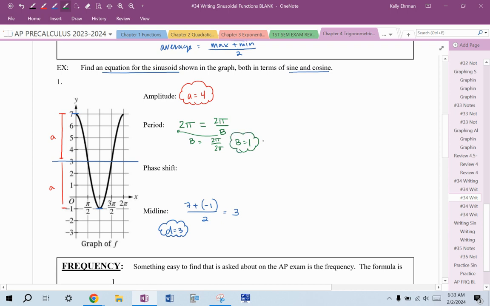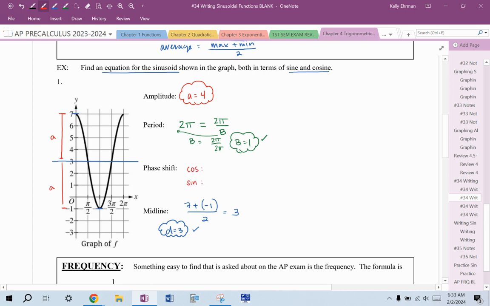So b will be the same for both sine and cosine. D will be the same for sine and cosine. A may be positive or negative. We'll figure that out in a minute. And then finally, what about the phase shift? Well, you have to think in terms of both functions, so sine versus cosine.